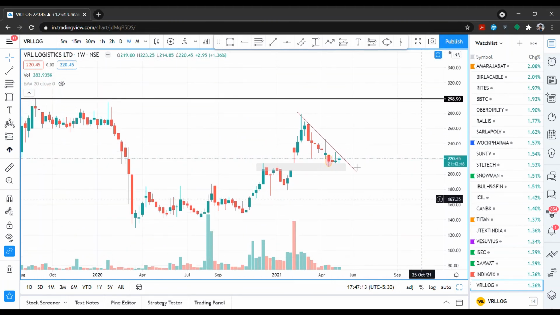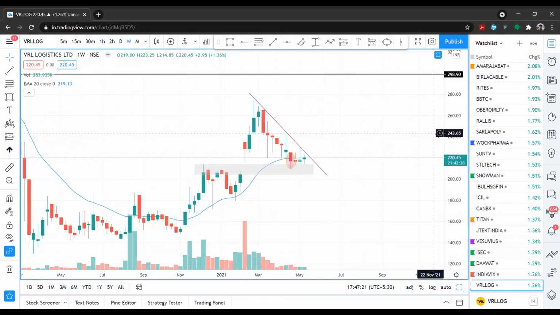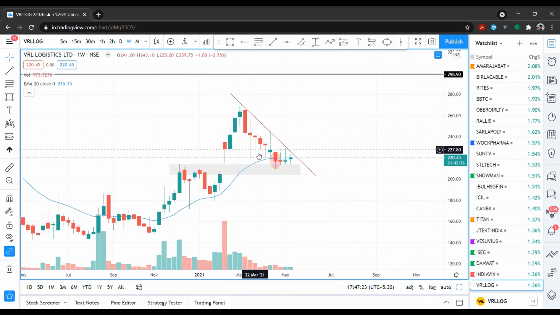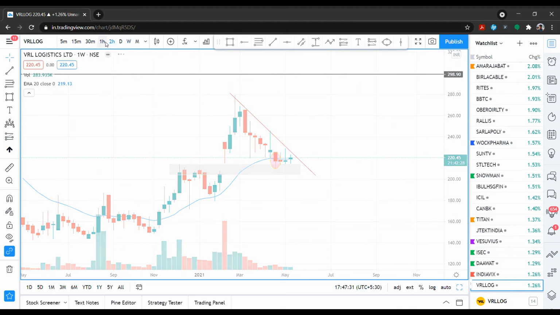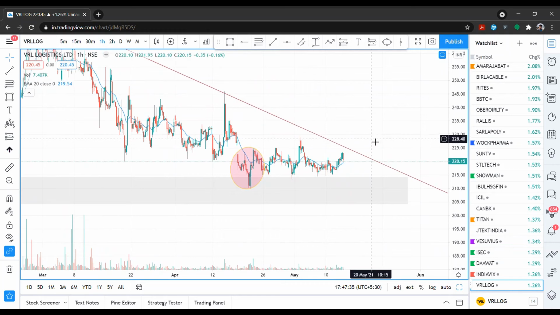And if you see that we have a support at 20 EMA, and again it's coming around 20 EMA and consolidating. Again we have clear big rejections from the downside. That means that buyers are present. And if you see the 1 hour chart, let's see what's happening in the 1 hour chart.